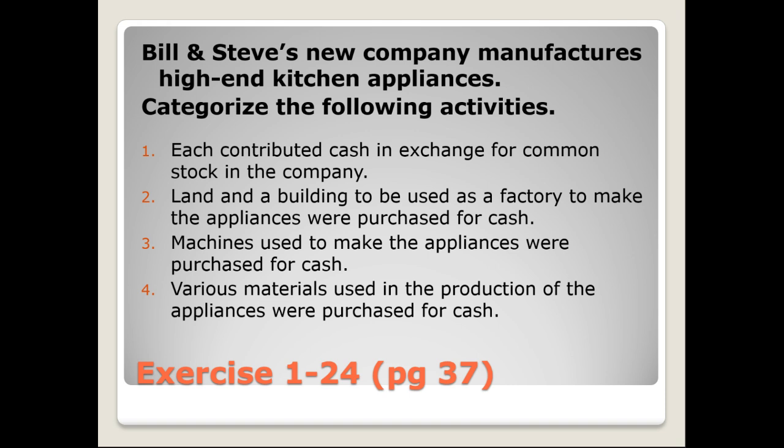Well, this one's kind of tricky. We would normally say that this is operating because those materials will be used up in the course of creating the high-end kitchen appliances. If you said investing, you were thinking along the right lines, but in accounting, we separate the kinds of assets that stick around for a year or more, things like machines and land and building, and then we have other assets that get used up in the course of manufacturing. And in this case, we were talking about the latter, so that would be operating.